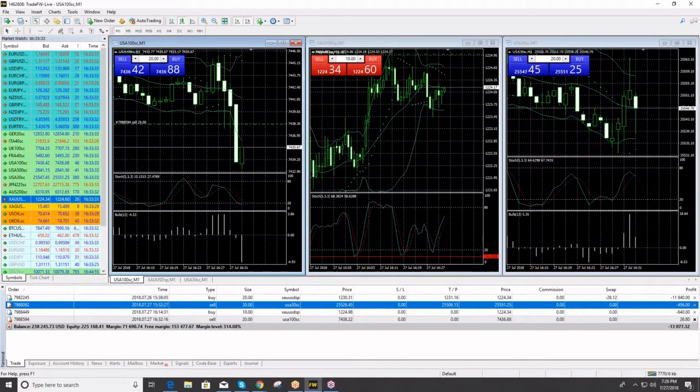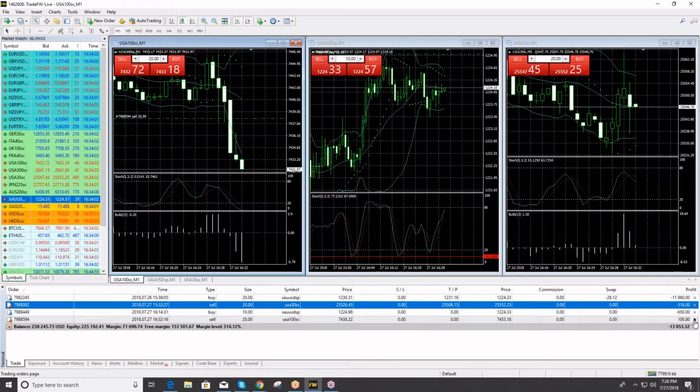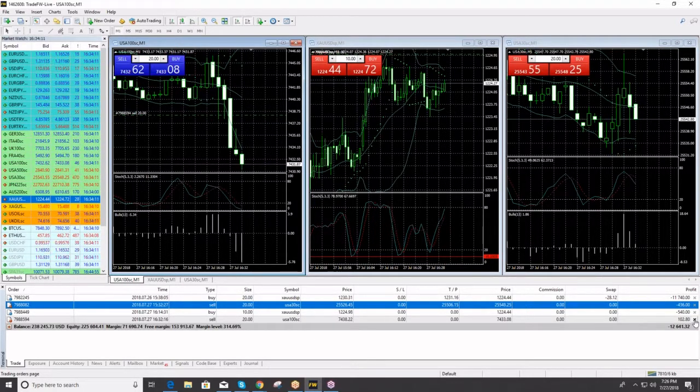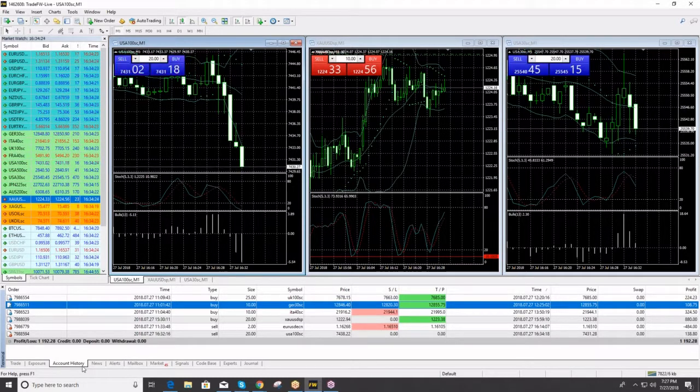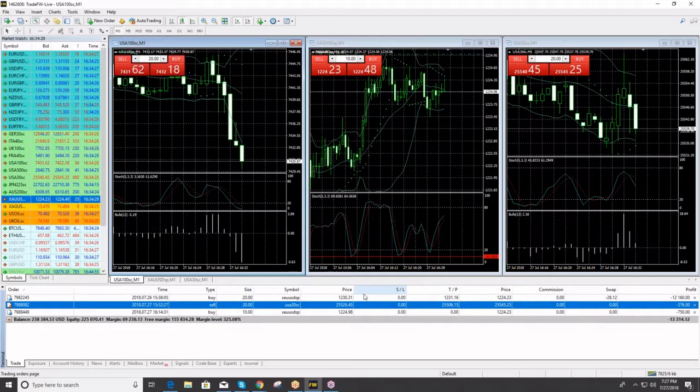Come on, Dow Jones. Okay, I will close. We are making right now $100 on USA 100. I will close my position at $130, and I just closed my position on USA 100 with $140 profit. Dow Jones started to move in our favor. It needs a bit more push down.